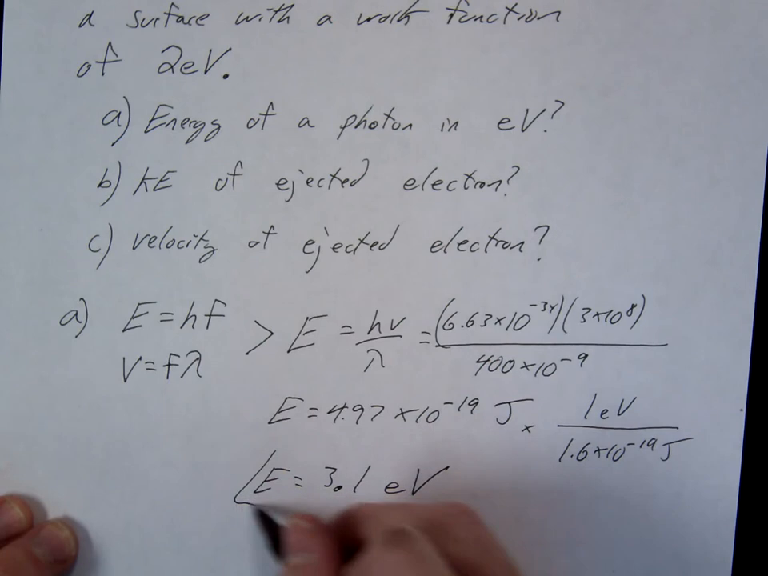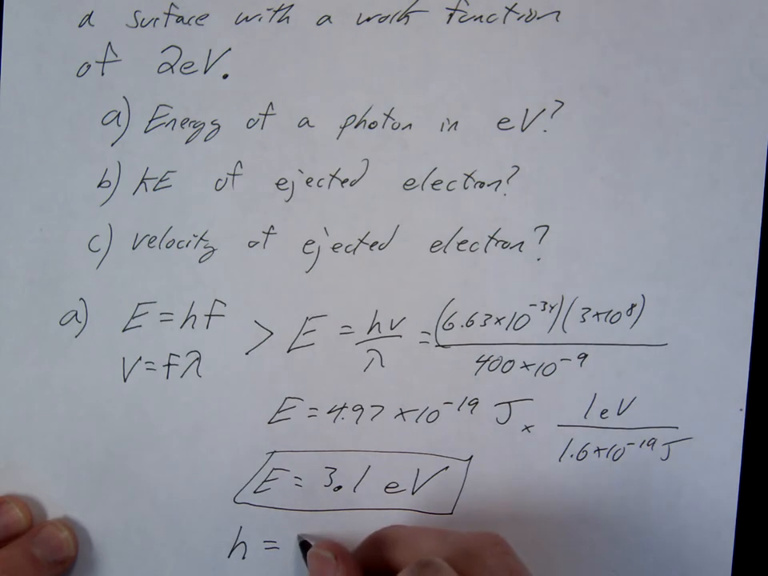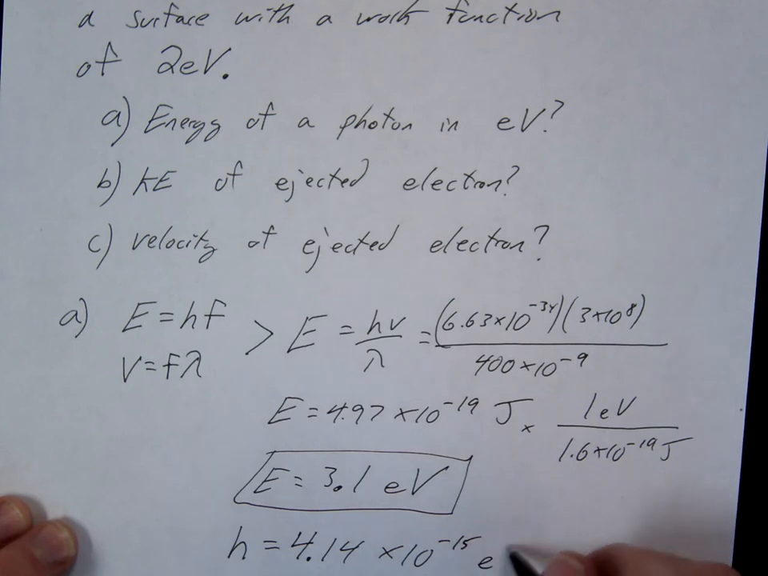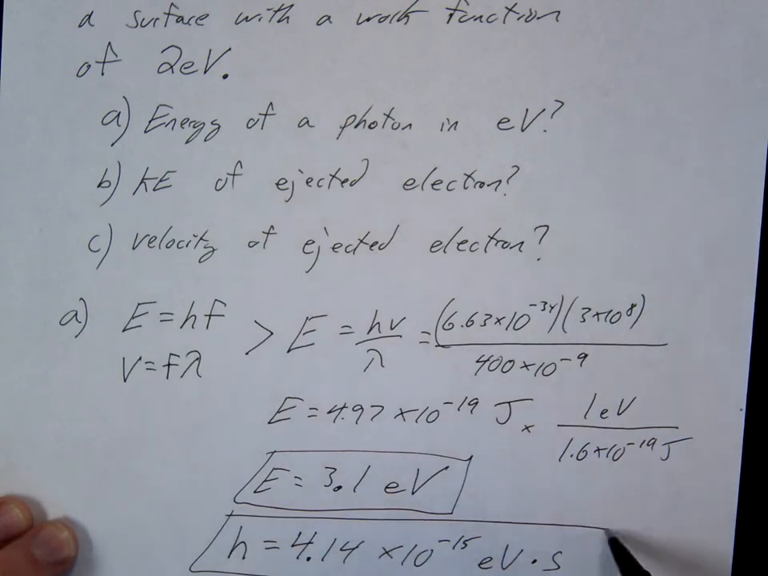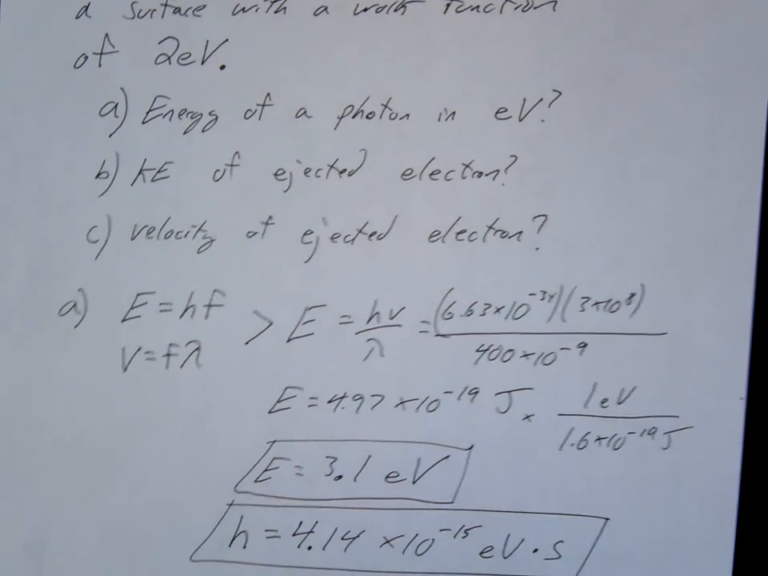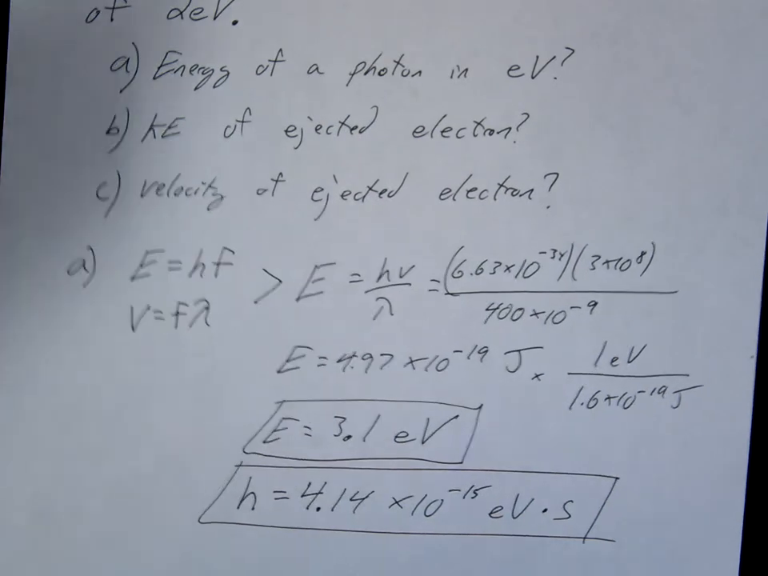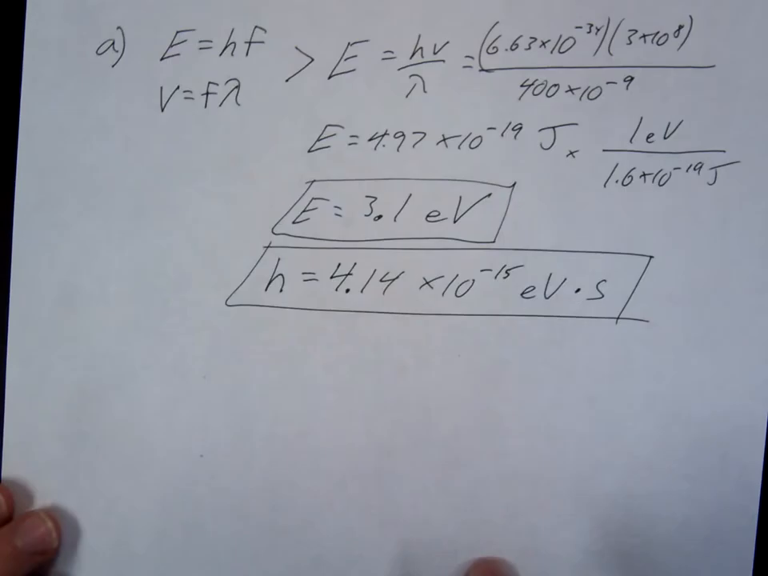Now there is another version of h that sometimes comes in handy, so I'll just give it to you right now. 4.14 times 10 to the negative 15th electron volt seconds. So sometimes if they want your answer in electron volts, or if it's useful to go to electron volts, you can use this version of h instead of the other one. Like, it would have been easier in this problem.